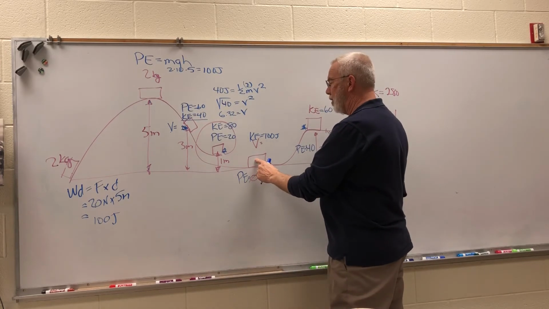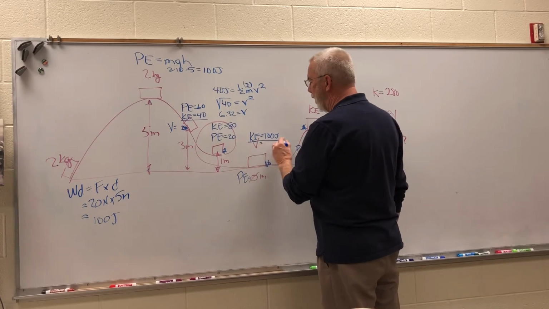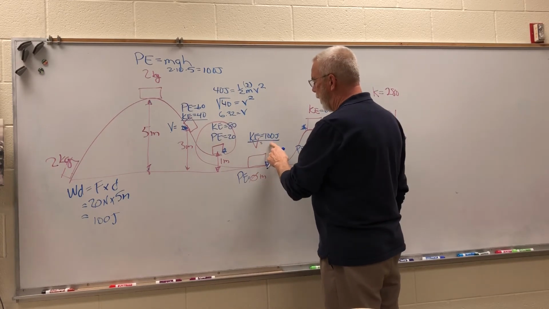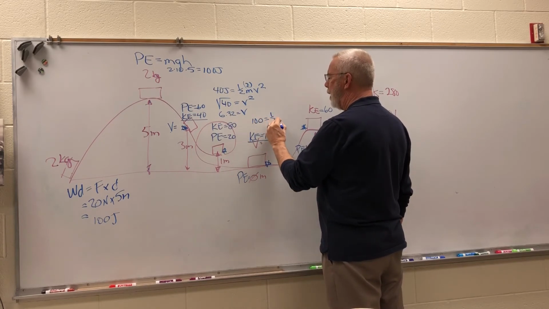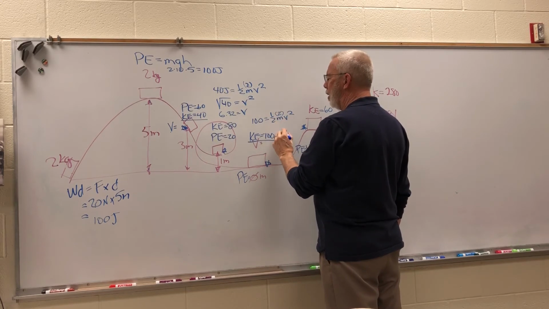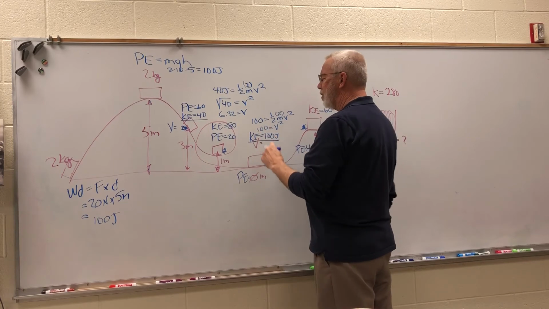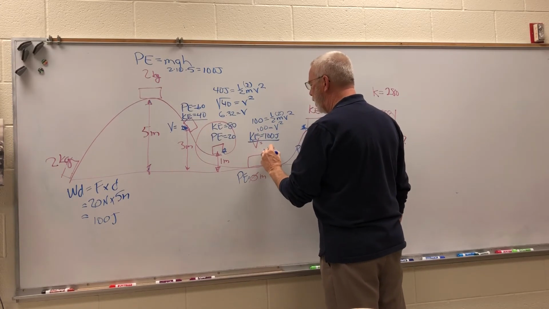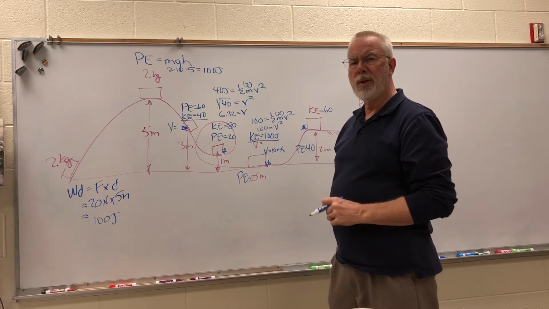Down here, the same thing. They're interested in the velocity. Since all the energy is going to be kinetic, we've got 100 joules is equal to 1/2 of mv squared, and the mass is 2. So we're going to have v squared is equal to 100. So v is going to be 10 meters per second because the square root of 100 is 10.